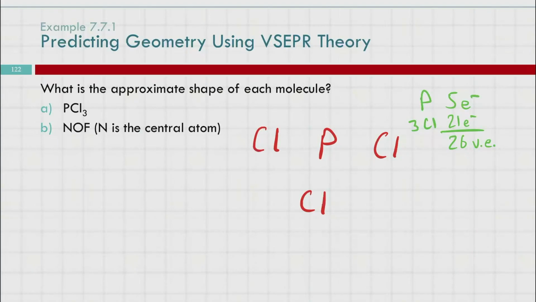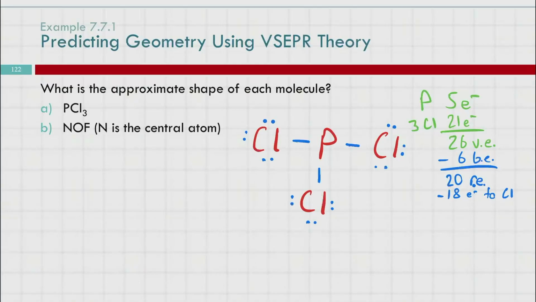Just to get everything connected, we need 3 bonds. So our minimum bonding electrons is 6. That gives us 20 remaining electrons. Each of our chlorines can hold 6 more electrons. So we can place 18 of our electrons on the chlorines. And we've got 2 left. Those 2 can go on the phosphorus.